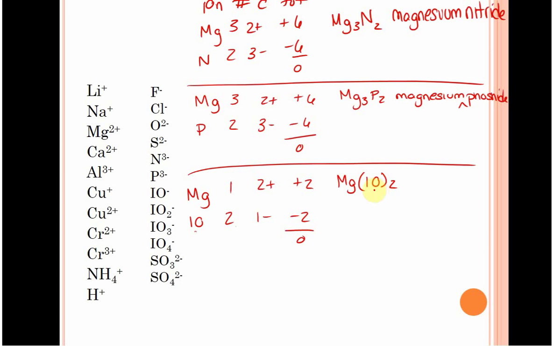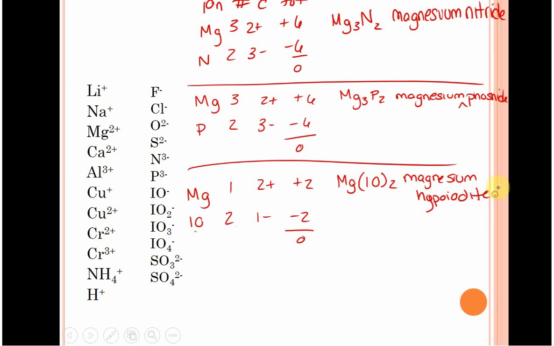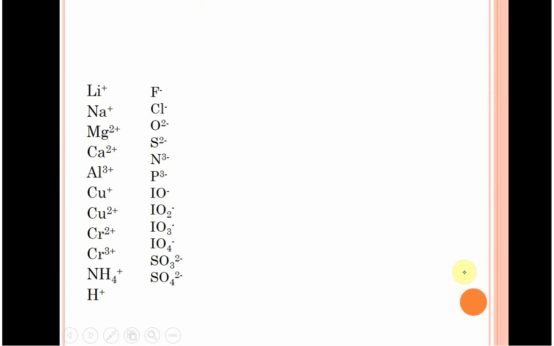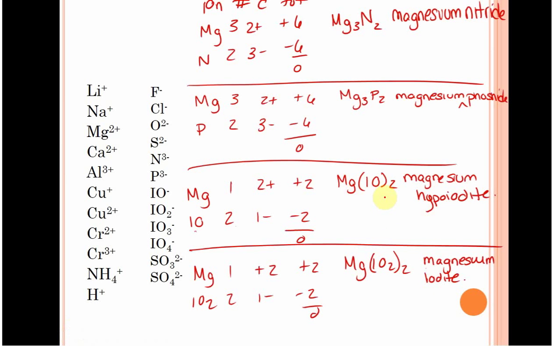This is magnesium hypoiodite. For iodite, Mg and IO2, 2 plus, 1 minus. Again, we need 1 and 2 to give us a nice neutral compound. This is going to be Mg parentheses IO2, close your parentheses, 2. That is going to be magnesium iodite.